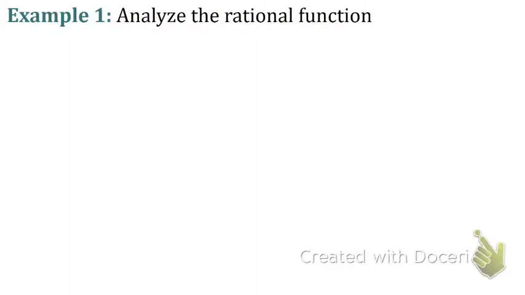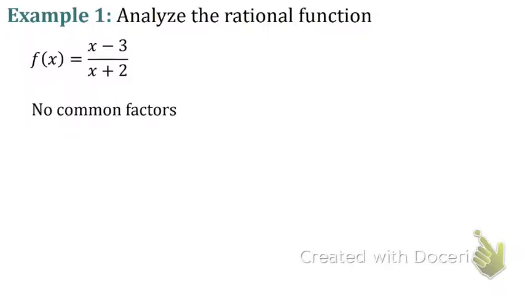So let's analyze this rational function. f of x equals x minus 3 all over x plus 2. We see that there's an x minus 3 in the numerator. That's a polynomial, specifically a linear function. And x plus 2 in the denominator. That's another polynomial, specifically another linear function. They have no common factors, and our denominator does not equal 0.